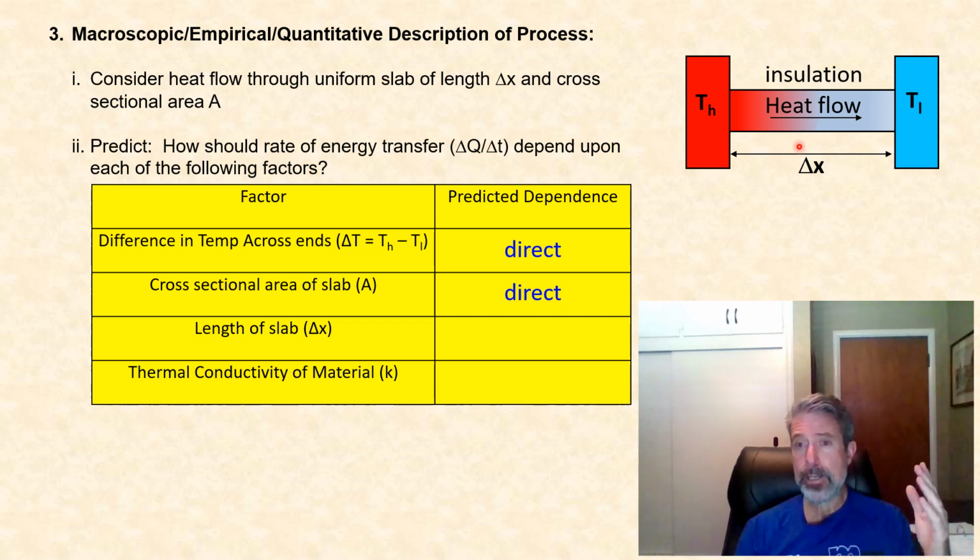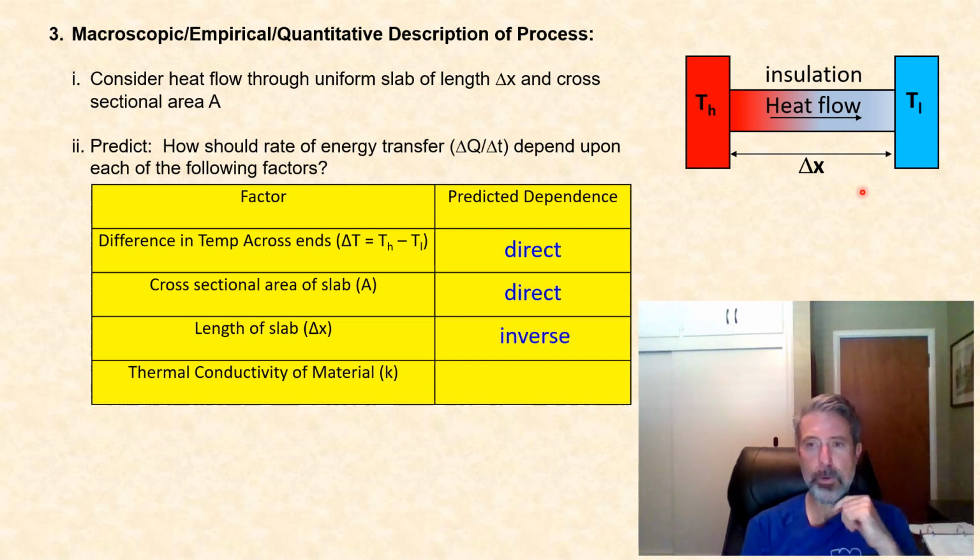When it comes to the length of the slab, however, we would expect the opposite. We'd expect an inverse relationship. Because what is prompting the energy transfer, the heat flow, are these two different temperature reservoirs, the greater the separation distance between them, the longer amount of time it's going to take for that energy transfer to take place. So we would expect an inverse relationship as that slab gets longer.